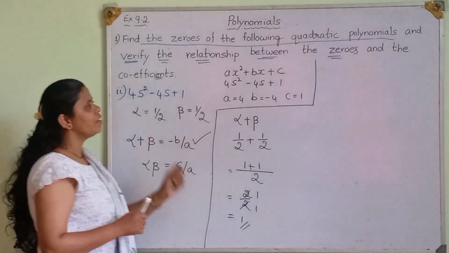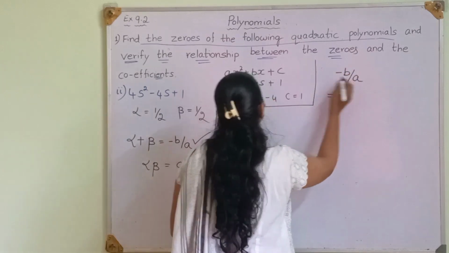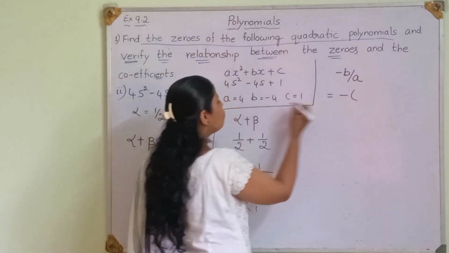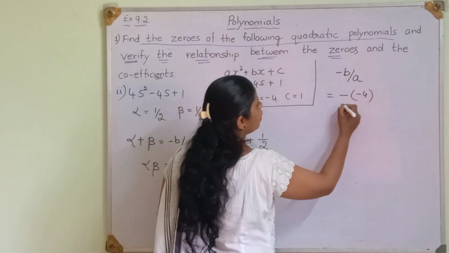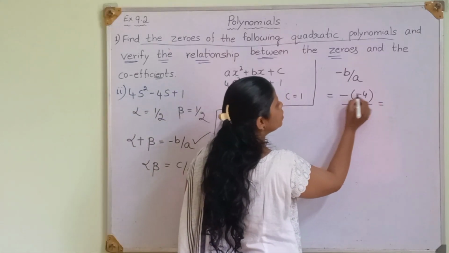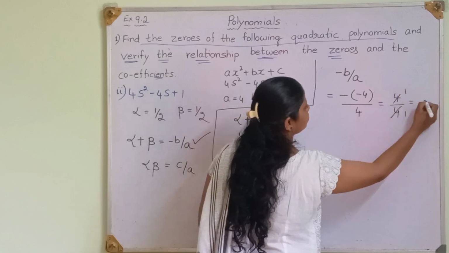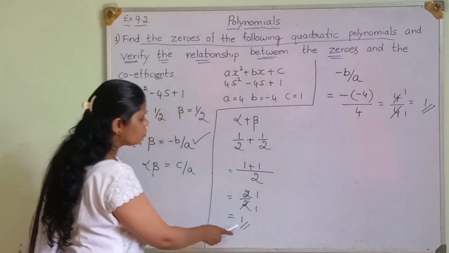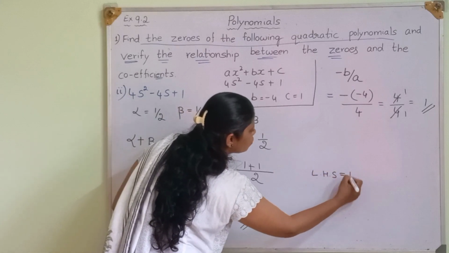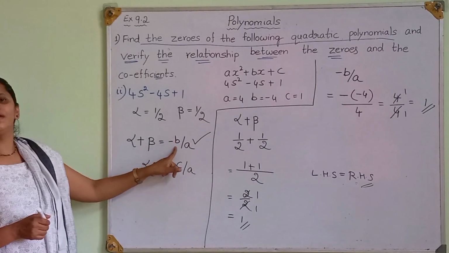Now minus b by a. That is, minus b is how much? The value of b is minus 4, so minus b is plus 4. Divided by a. The value of a is 4. Minus into minus is plus, 4 divided by 4. 4 ones are 4. Okay, 1 is the answer. Here also LHS is equal to RHS, right? LHS is equal to RHS. Therefore, this relationship is verified.